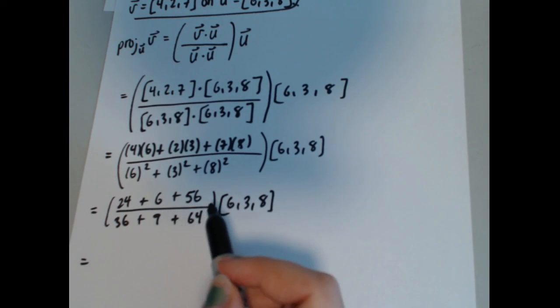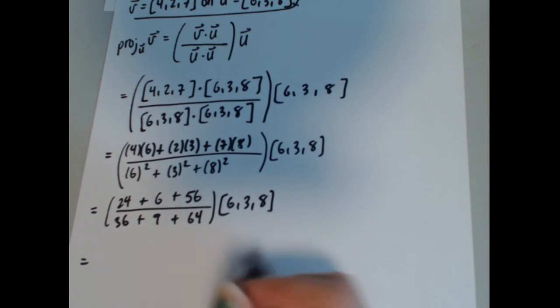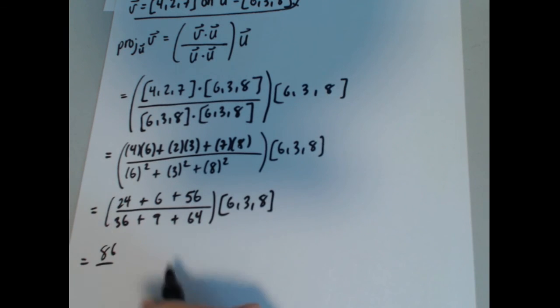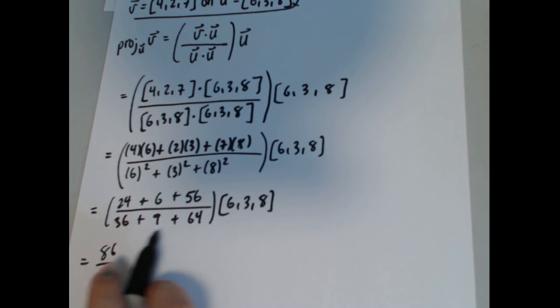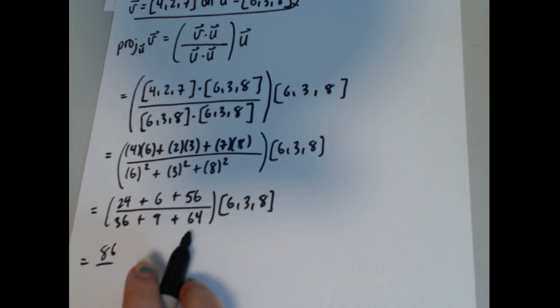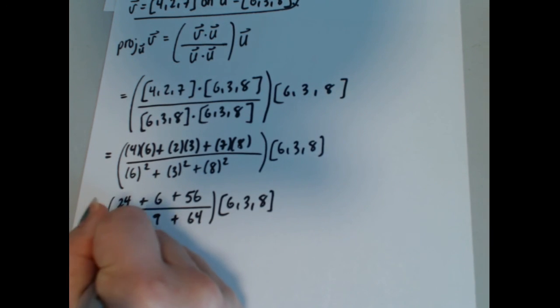So 24 plus 6, that's 30, plus 56, that's 86. 36 plus 9, that's 45. Plus 64, let's see, what do we get? 109.